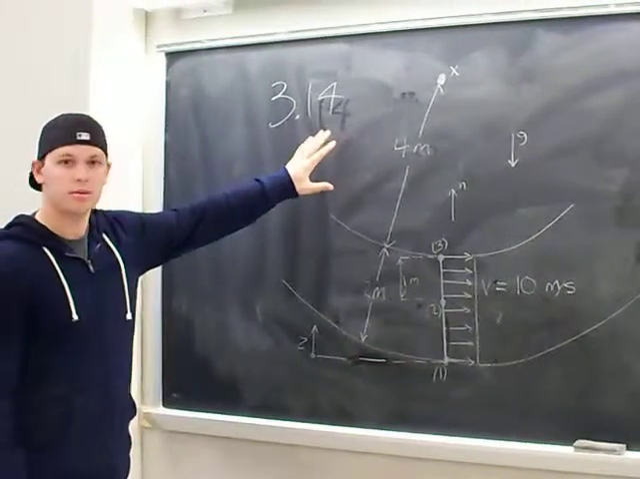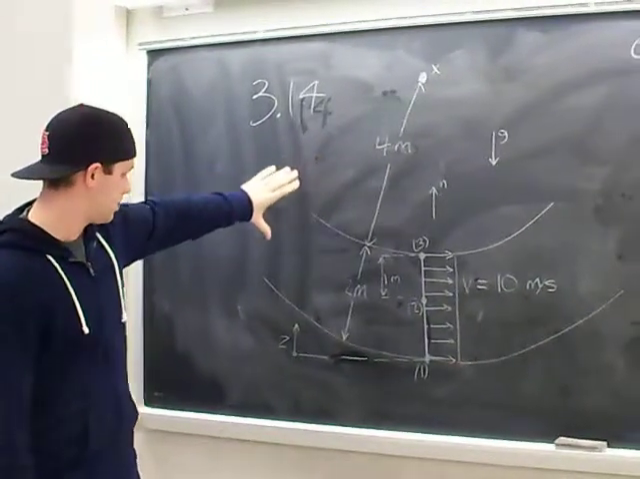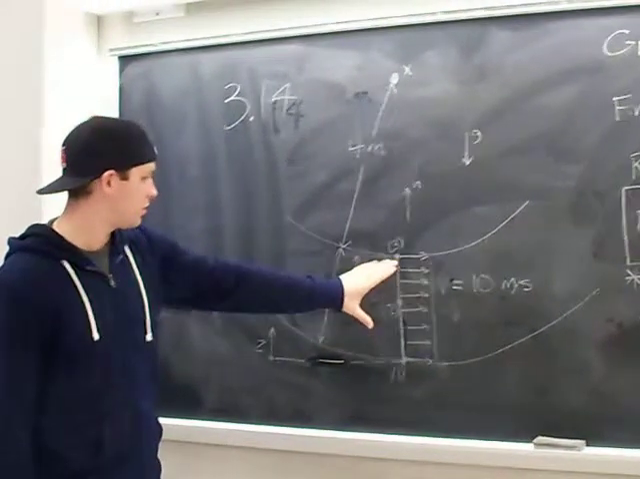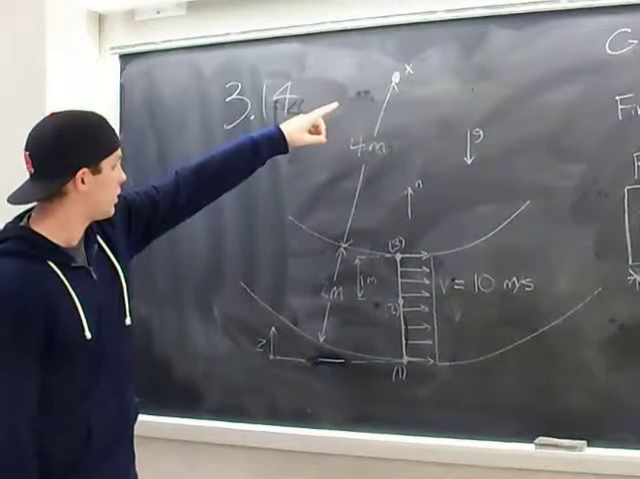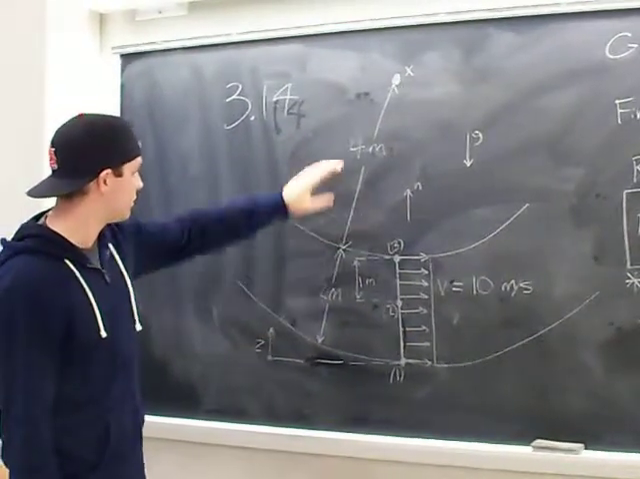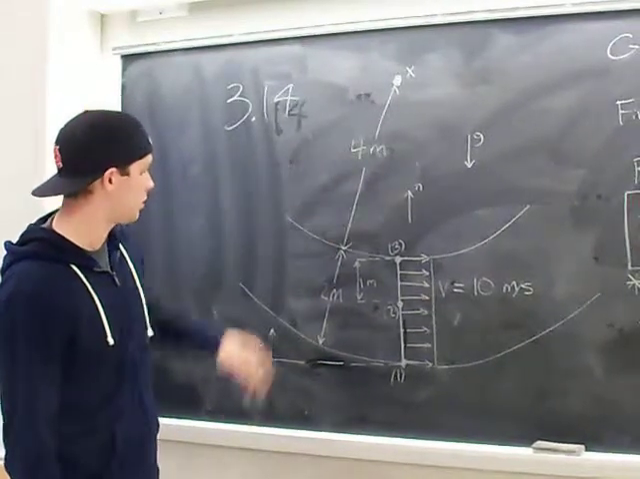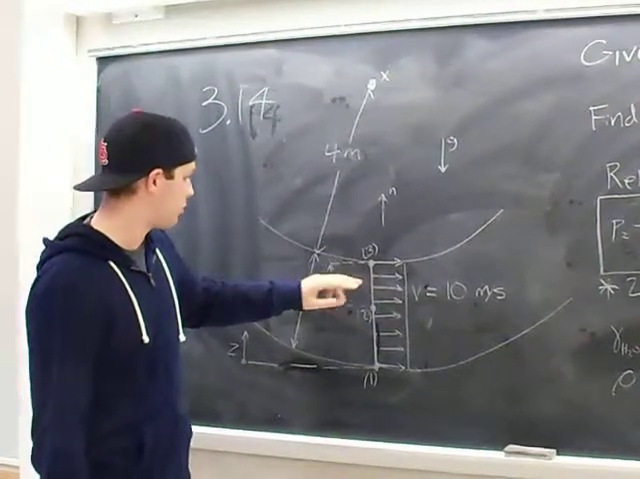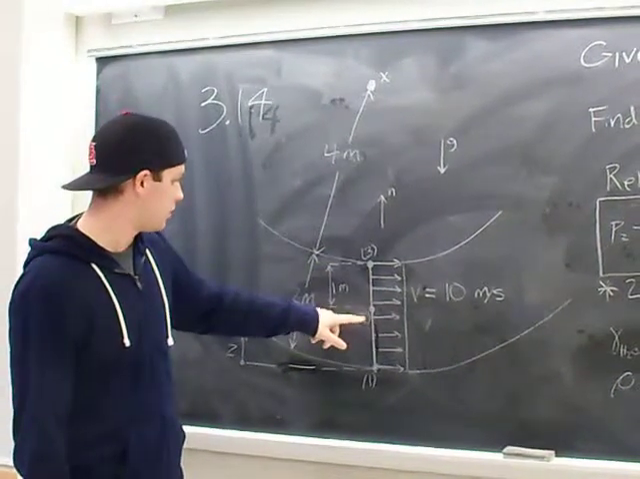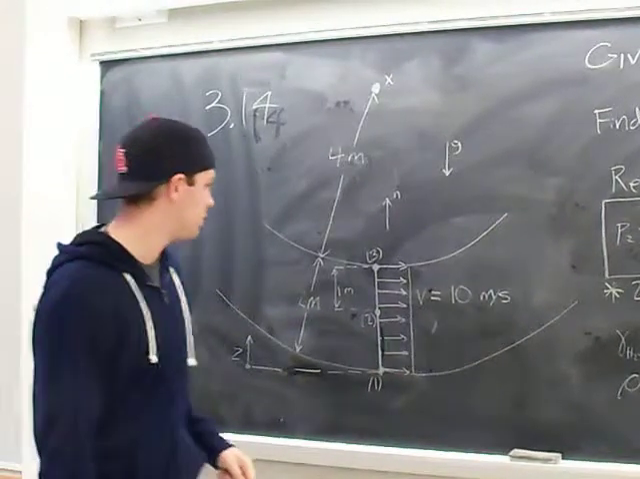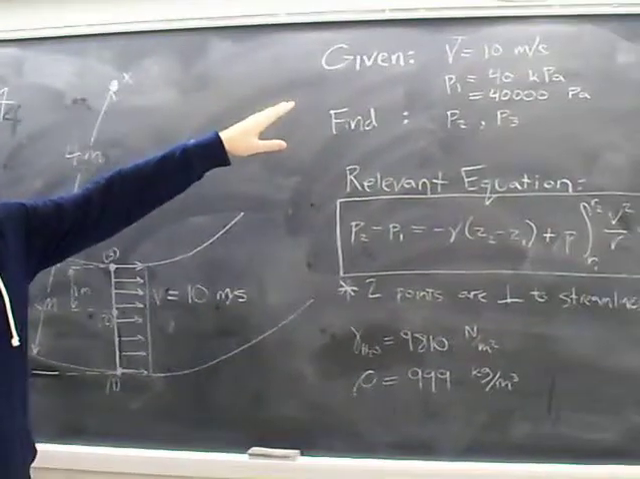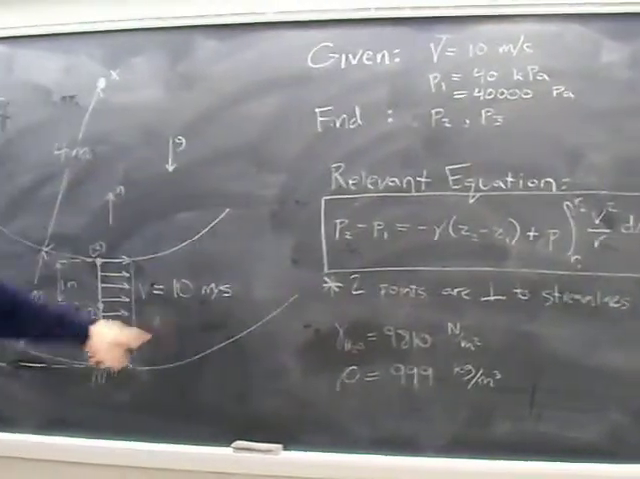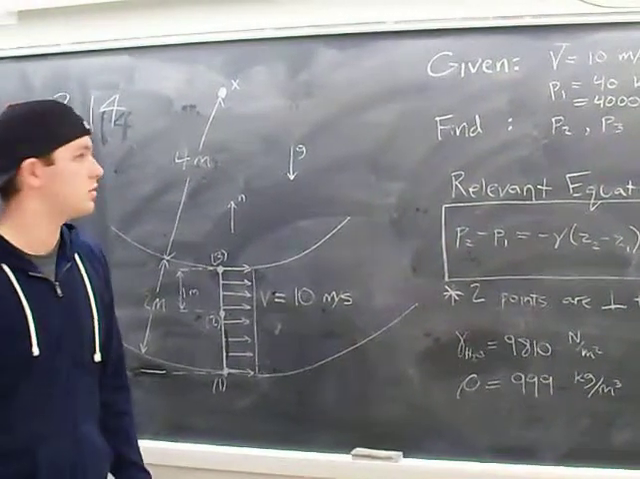Okay, we are trying to solve problem 3.14, and basically water is flowing around a bent circular curve at a constant velocity. We are given that the outside radius of the tube is 6 meters and the inside is 4 meters. We want to find the pressure at point 3 at the top and point 2 in the middle, given the pressure at the bottom. They tell us that the velocity is 10 meters per second, and that's a constant velocity. And the pressure at the bottom is 40 kilopascals or 40,000 pascals.